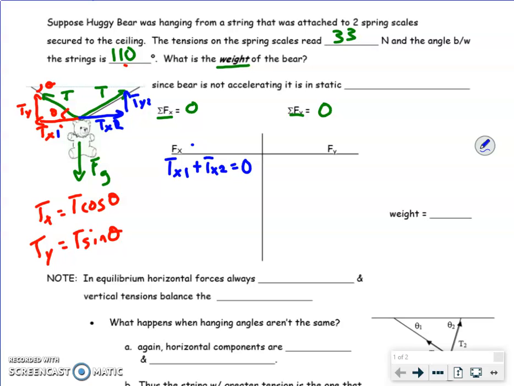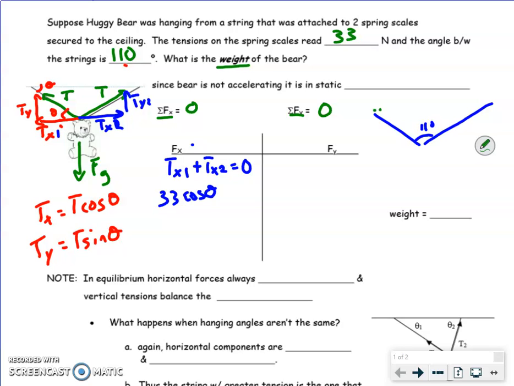If we wanted to calculate the horizontal tension, that would simply be 33 times the cosine of the angle. So I guess I should define that angle right now. Let me draw the strings over here. We saw that this was 110 degrees. I know it doesn't look like 110, but anyway.